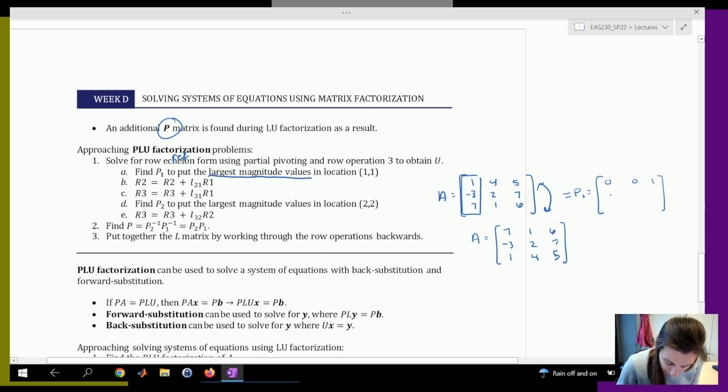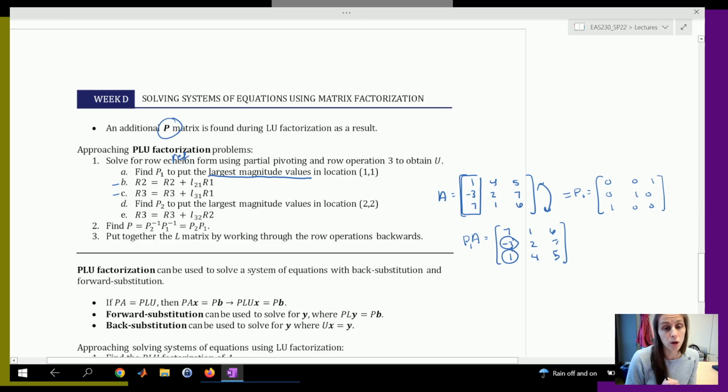Same matrix, same identity, but my rows are swapped, same rows. So PA looks like that. And then I would do my row operations. So I would make this a 0 and I would make this a 0 using these same 2 steps like I did in LU factorization.